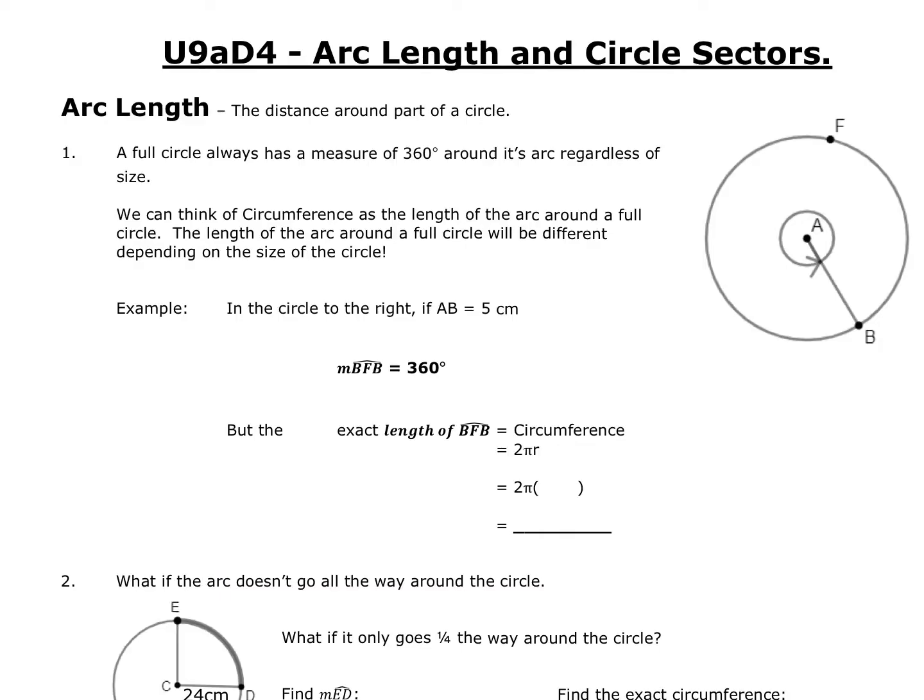First, we're going to talk about arc length. Arc length is the distance around part of a circle, or the arc. So how long is this? Not how many degrees is an arc measure, but how long is it? A full circle always has a measure of 360 degrees around its arc, regardless of its size.